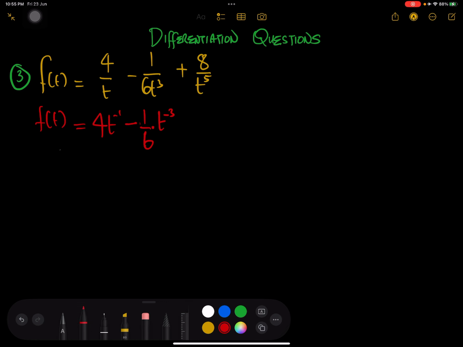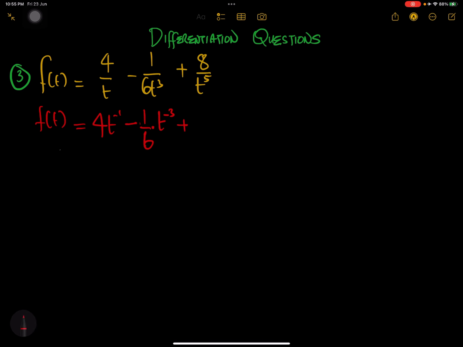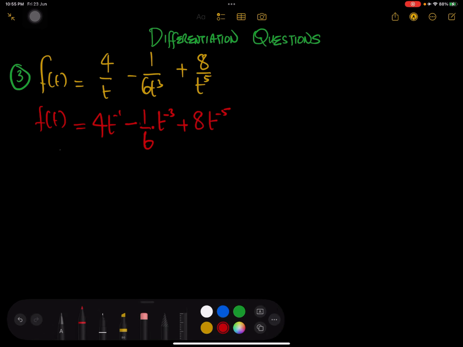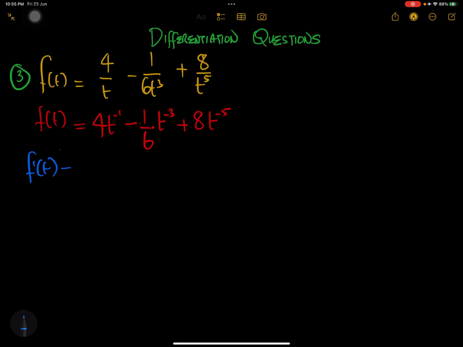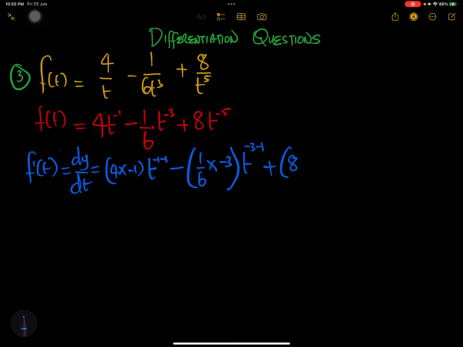Now, if you look over here, we're going to get plus 8 multiplied by t to the power negative 5. Now we can differentiate. We can see that f prime of t, which is dy dt, is going to be 4 multiplied by negative 1 times t to the power negative 1 minus 1, minus 1 over 6 multiplied by negative 3 multiplying t to the power negative 3 minus 1, plus 8 multiplying by negative 5 multiplying t to the power negative 5 minus 1.